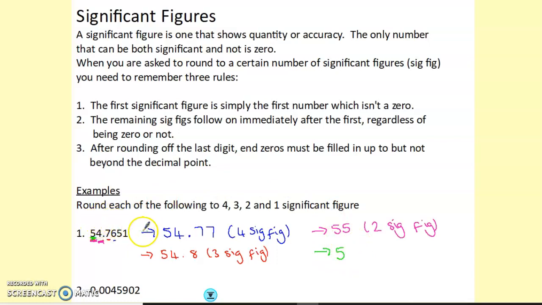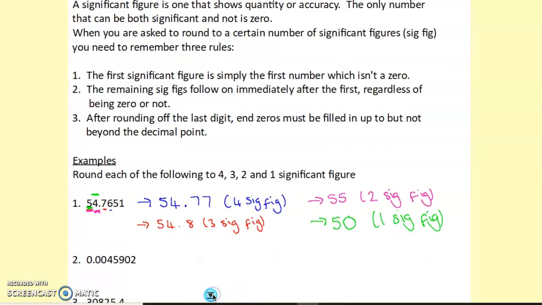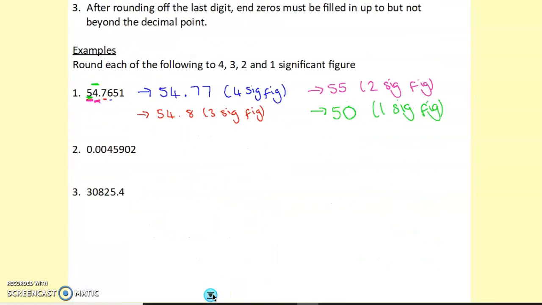Now 54.7651 is close to 54.77. It's close to all of these ones. See, the less it's rounded, the closer it is. 5's way off. And this is where the third rule comes in. After rounding off the last digits, zeros must be filled in up to but not beyond the decimal point. So see this extra number here before my decimal point, I need to fill that in with a 0. And that would give me it to 1 significant figure. Okay. Let's have a go at the next one. I'm just going to give myself a wee bit more space here.